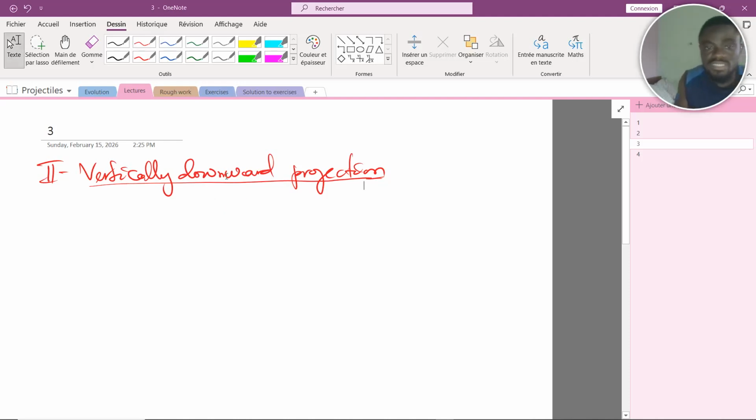So we are in vertically downward projection. We saw that in this case there are two types. We have vertically downward projection when the initial velocity makes an angle theta with the horizontal, and the case where the initial velocity is horizontal. So those are the two cases. Okay, let's take the first case, sub 1.